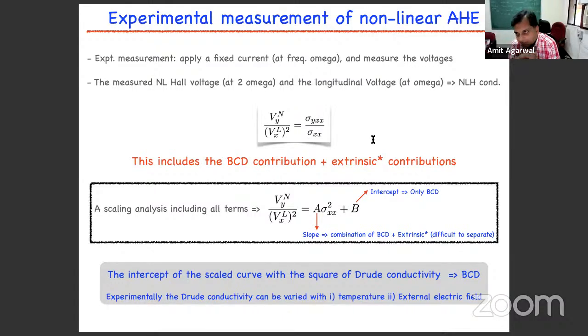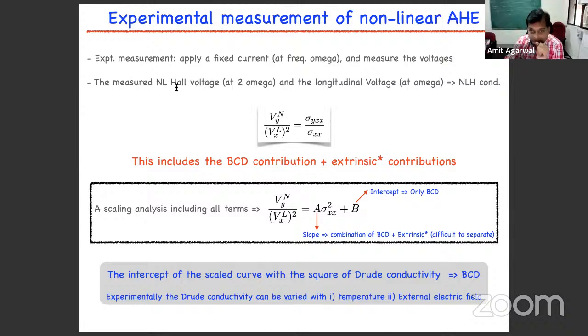So experimentally, we never measure the conductivity directly. In experimental measurements, we generally apply a fixed current, let's say, and we generally do AC measurements so that we can use lock-in amplifiers to separate out the signals. So we apply a fixed current at a given frequency omega, and we will measure the voltages. If you want to measure the linear response, then we'll measure the voltage at omega. If you want the nonlinear response, then we'll measure the voltage at 2 omega, 3 omega, and so forth. We will limit ourselves to second order nonlinear, so we measure at 2 omega.